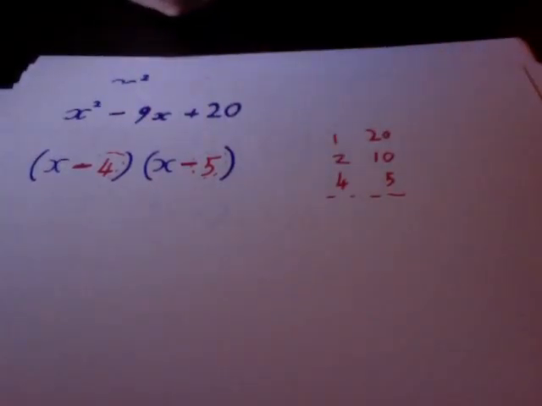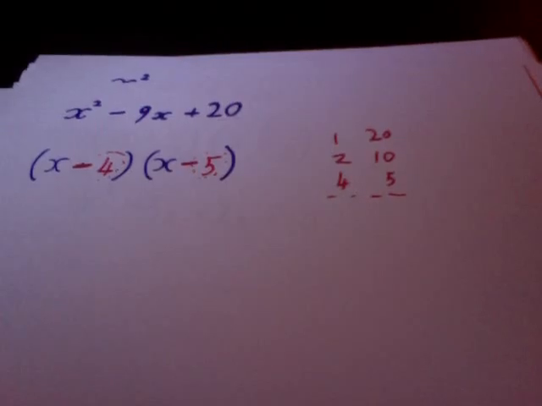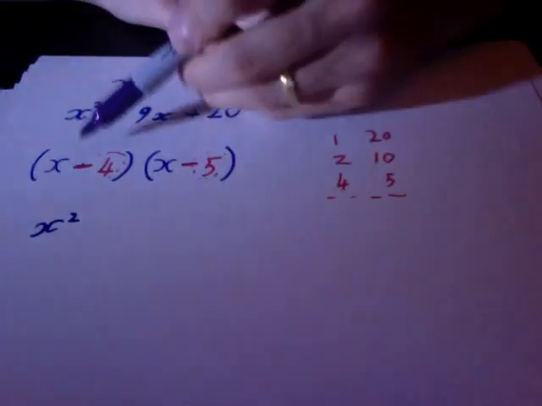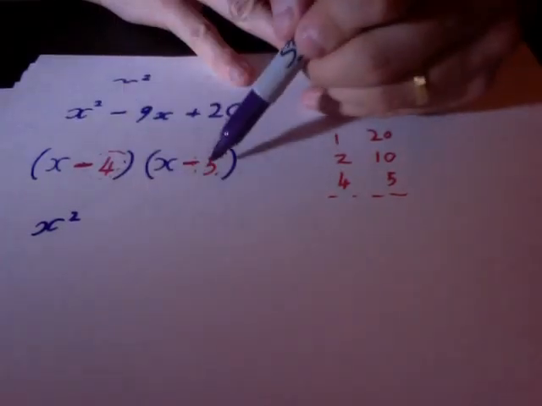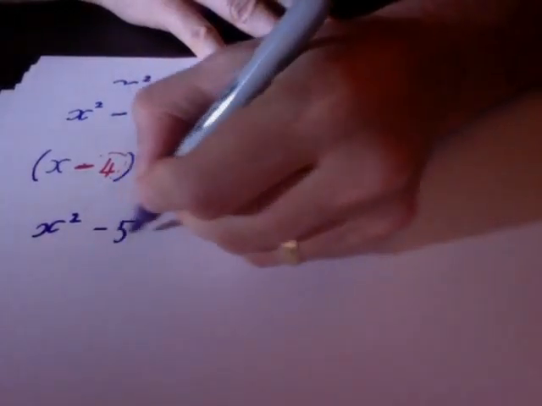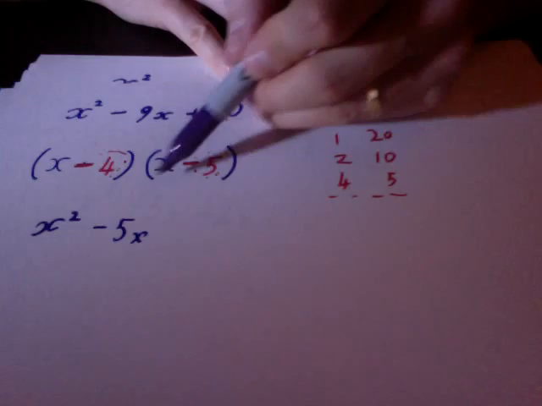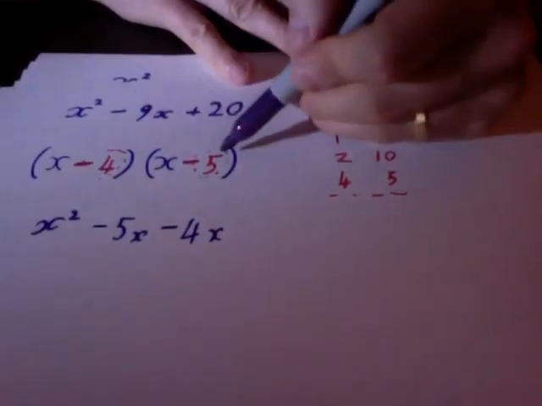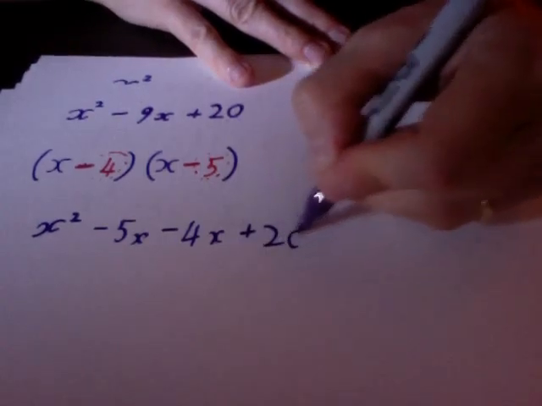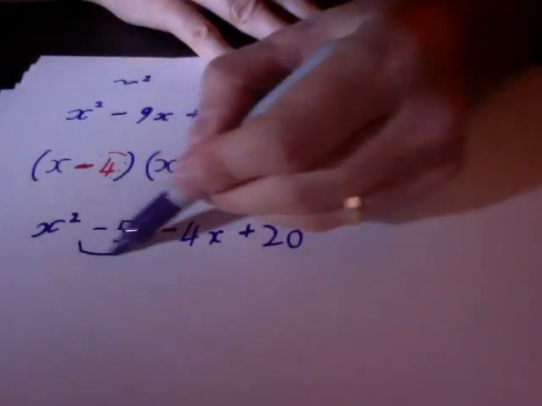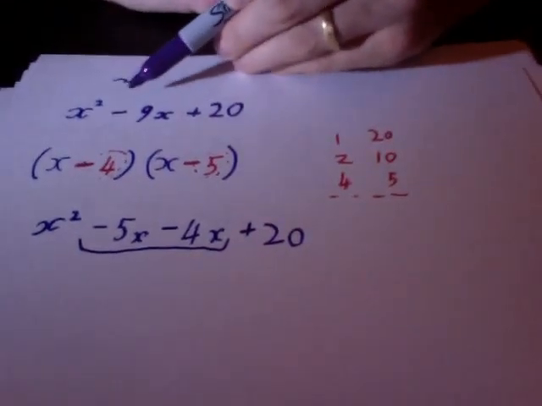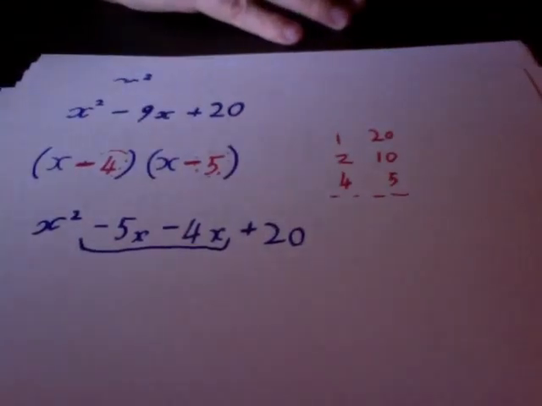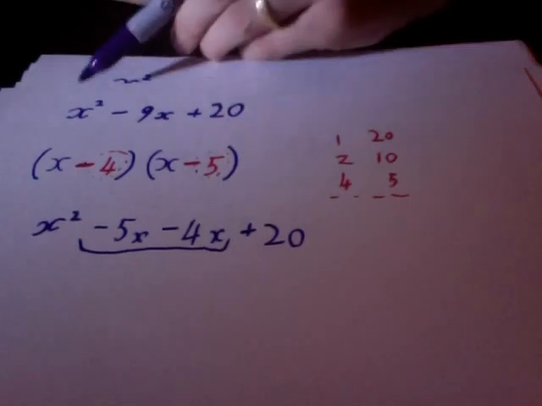So let's just double check how this works. We have x times x gives us the x squared. The outer pair is x times negative 5, that's negative 5x. The inner pair is negative 4 times x, that's negative 4x. And the negative 4 times the negative 5 makes positive 20. So you can see again, the negative 5x and the negative 4x combine to make the negative 9x. The 20 is obviously 20 and x squared is obviously x squared. So this is a factorization of this.